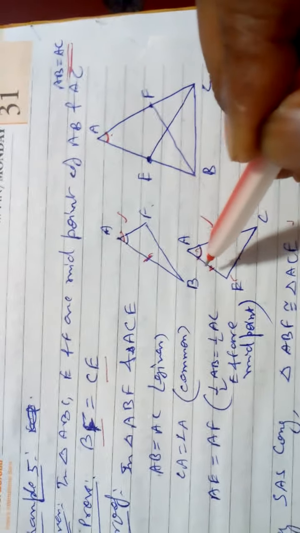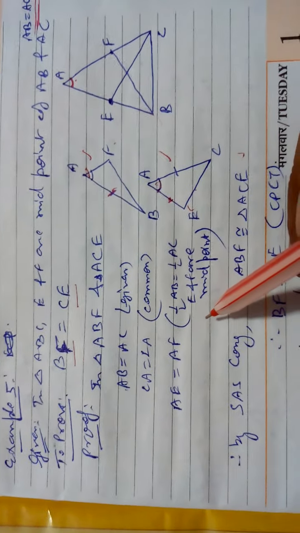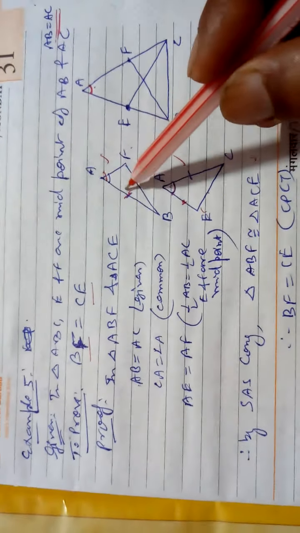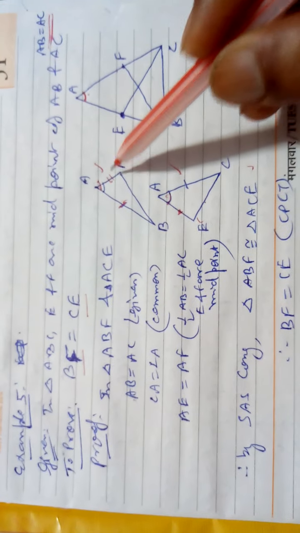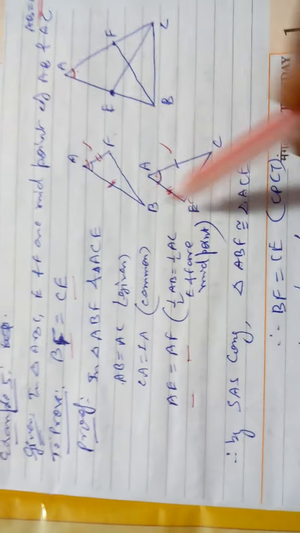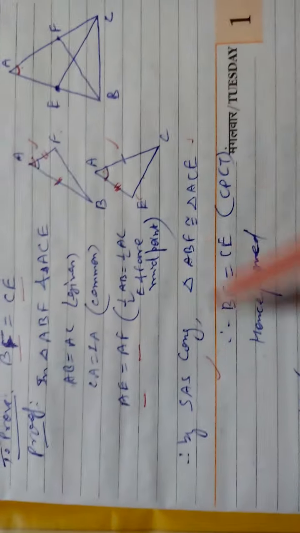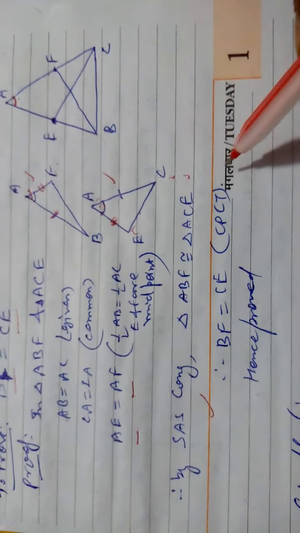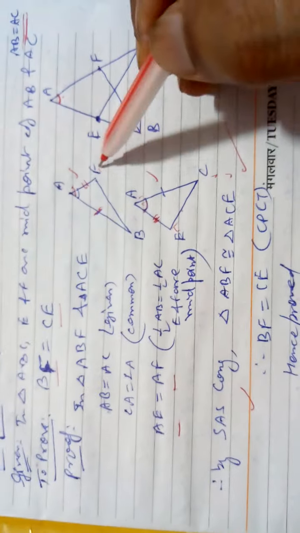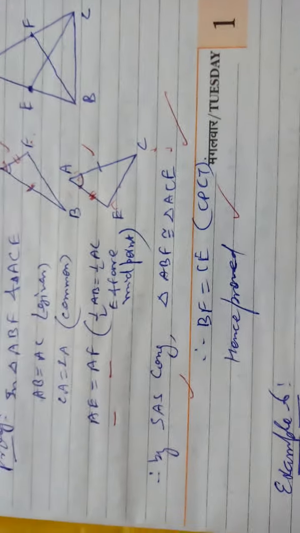This side is given equal to this, and this angle A is common between both, and this side is half of the equal sides. Three parts you are getting, one angle and two sides. The other two sides you are getting by half of AB equals AF. So by SAS property of congruency, ABF is congruent to ACE. So by CPCT, BF equals CE. Hence proved.